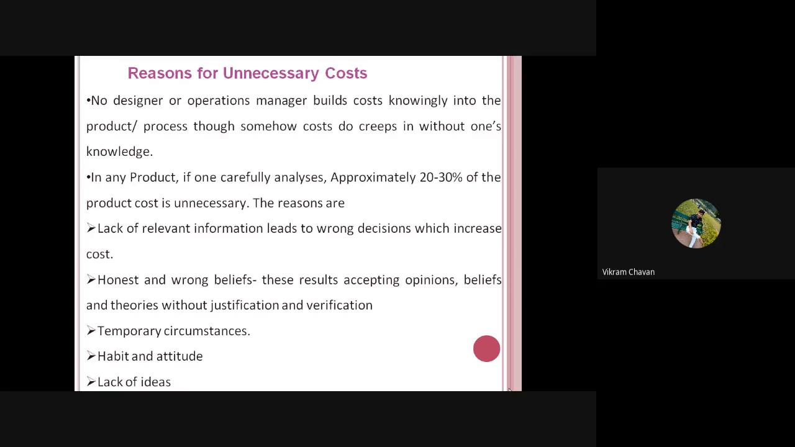So this happens, or we can say that these are temporary circumstances arising due to lack of knowledge, lack of information, or lack of directions.